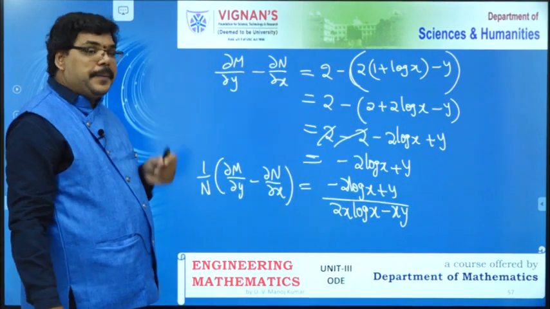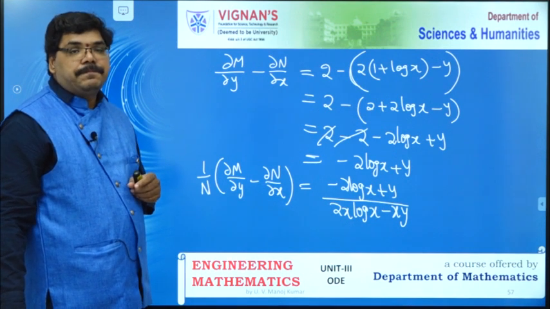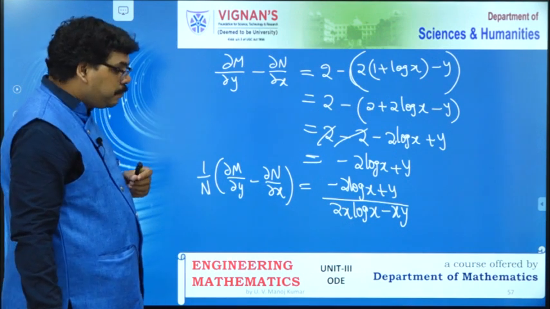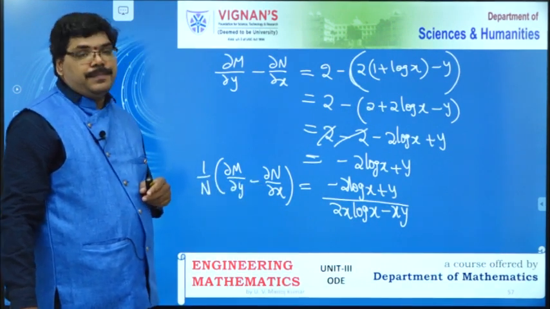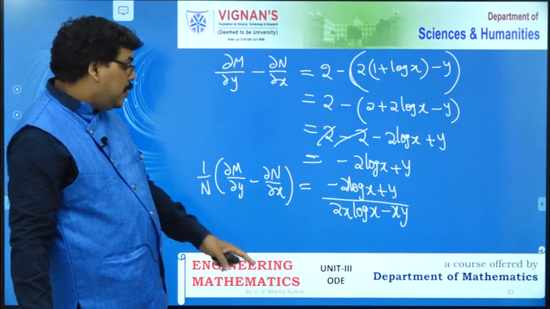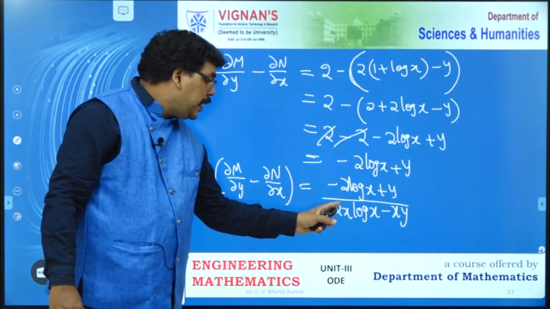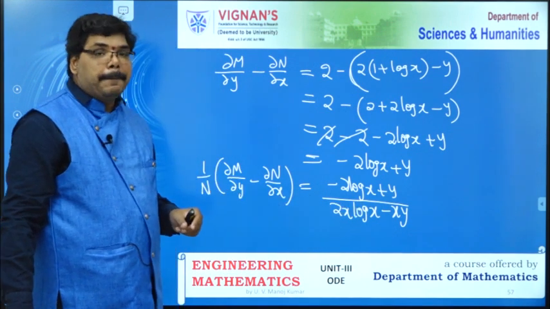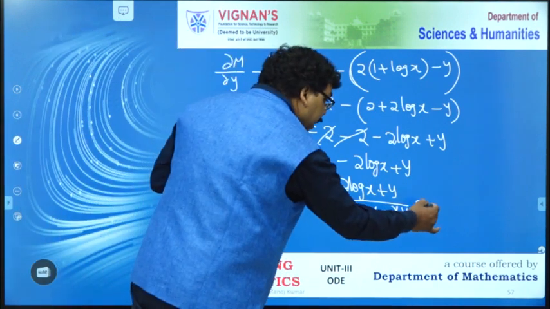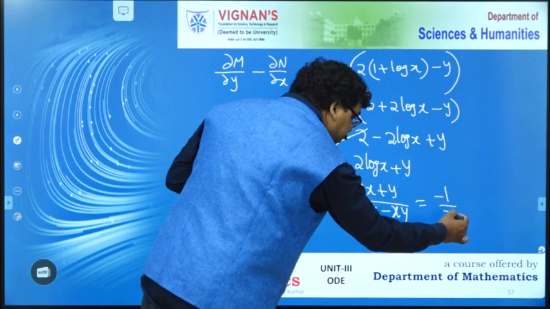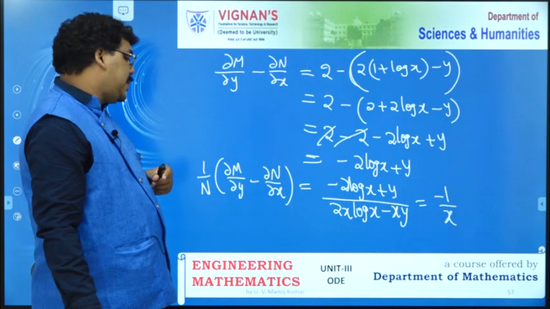If you simplify this, what you will get? Take minus x common in the denominator. If you take minus x common, you will remain with minus 2 log x plus y. So numerator and denominator cancel and the result is minus 1 by x.